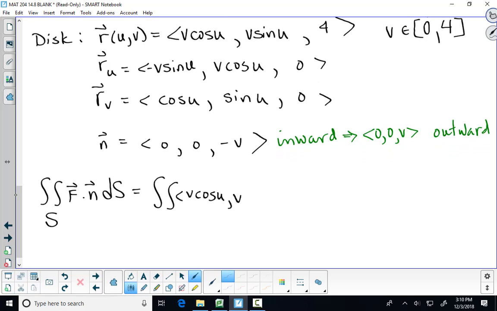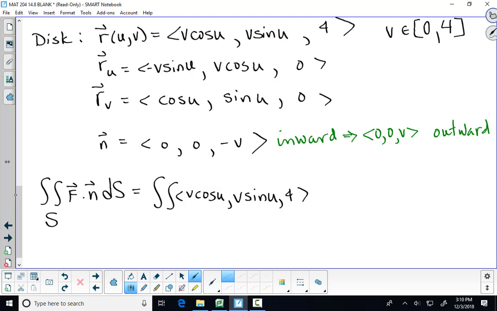So yeah, how can we justify just switching the normal around? With all these theorems, like the divergence theorem, it says we're measuring outward flux. So any surface that's part of the boundary, the normal that we choose has to be pointing outward. And this is not pointing outward. So we multiply by -1, and it's going to switch it from inward to outward. Okay, so sometimes we need to switch it.